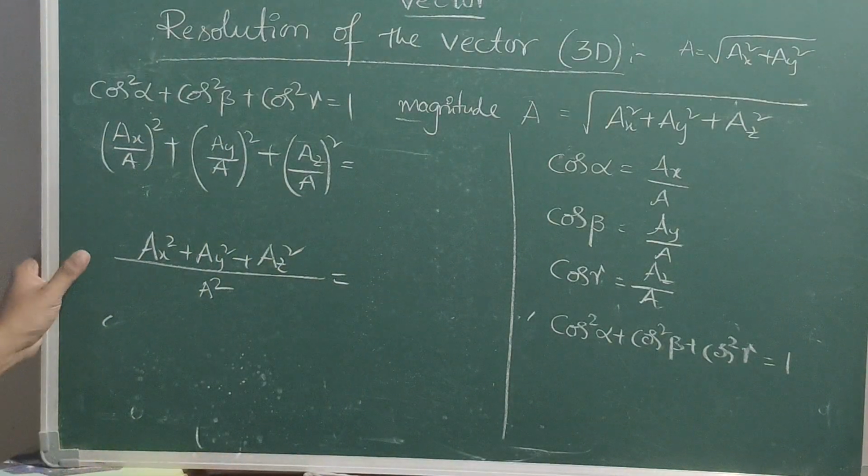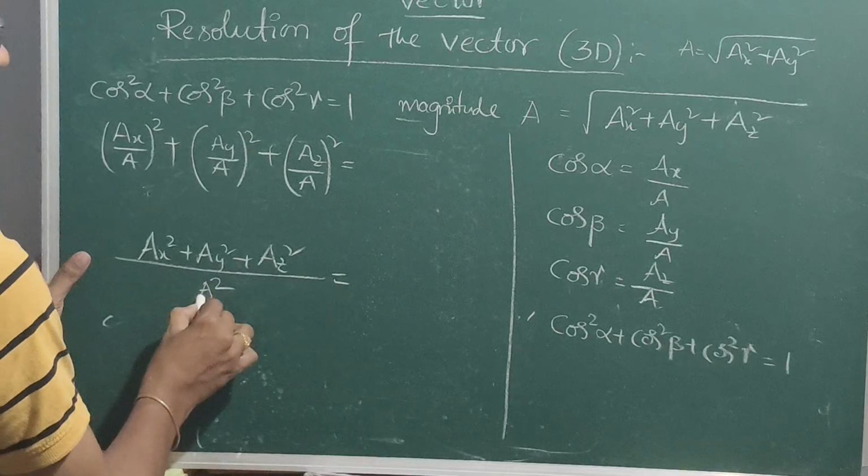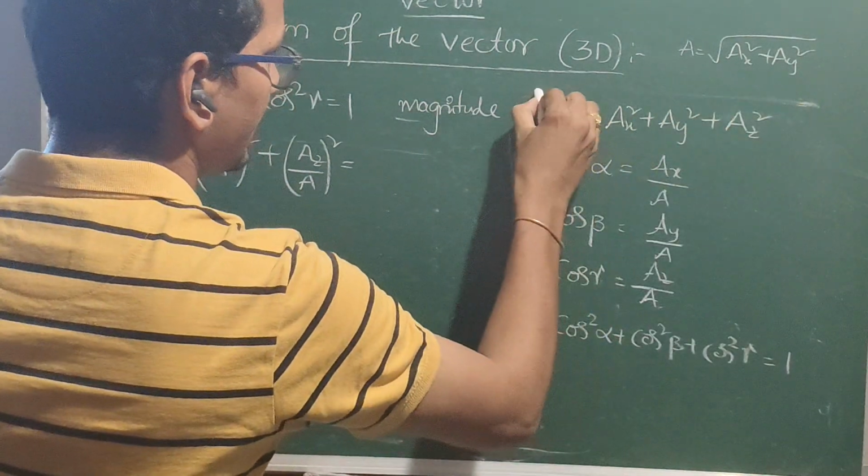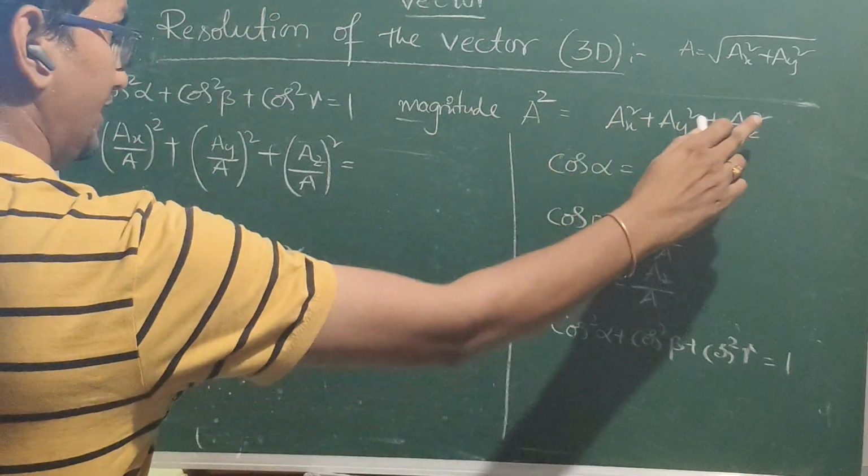Okay, next one. What is the value? A square means what? From this diagram, we can remove the root. We can write A square. A square means what do we need to write?